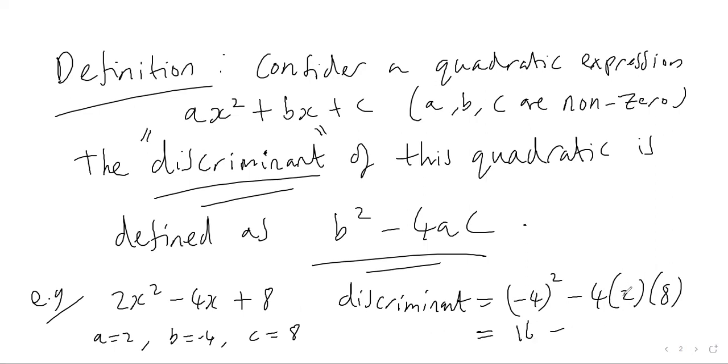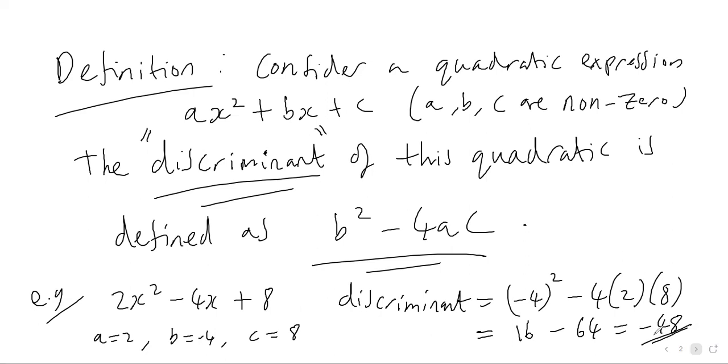Subtract 4 times 2, which is 8, times 8 again, which is 64. So 16 take away 64, and that's going to be negative 48. So the discriminant of this quadratic is negative 48. That's how you calculate a discriminant, or an example of how you do it.